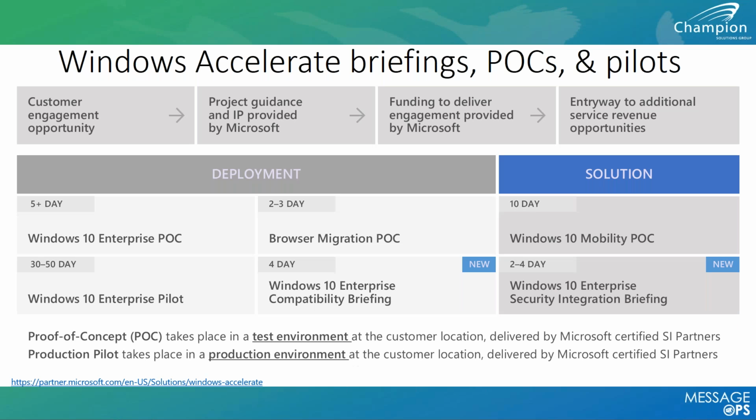So if we move forward, we did talk about some of the Microsoft adoption and what Microsoft is trying to do to help folks adopt Windows 10. There's a couple things they are offering here. What they're trying to do is offer Microsoft funding that you can talk to SHI or Champion about to help.